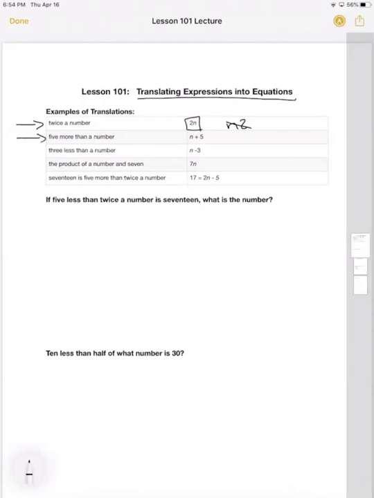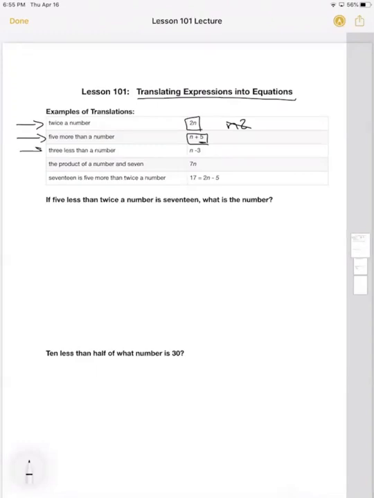5 more than a number. Now look at this. This is going to be n plus 5. Notice that the 5 more than goes after the variable. You don't have to put it after the variable, but most people will do it when you're writing algebraic expressions. So we would put n plus 5.